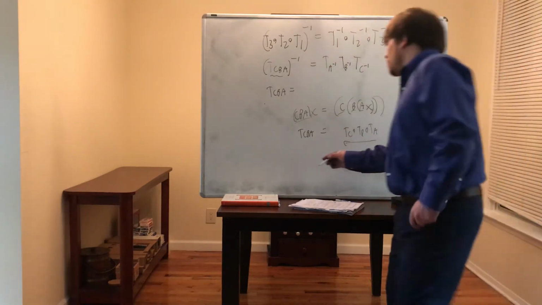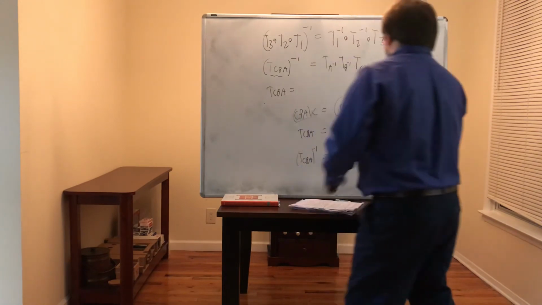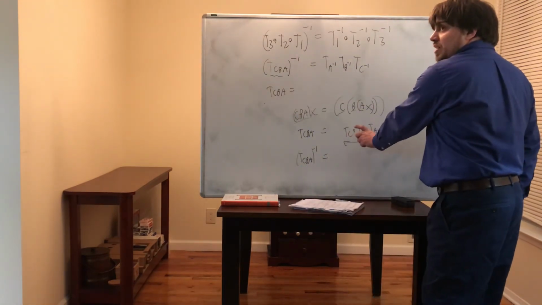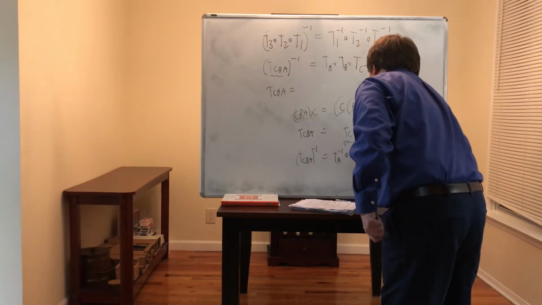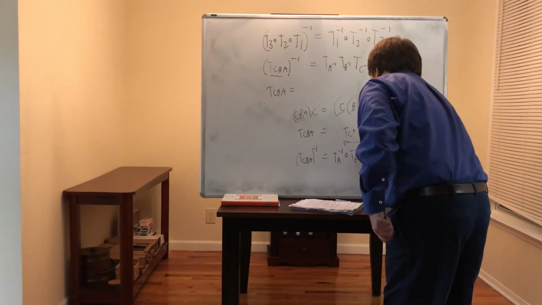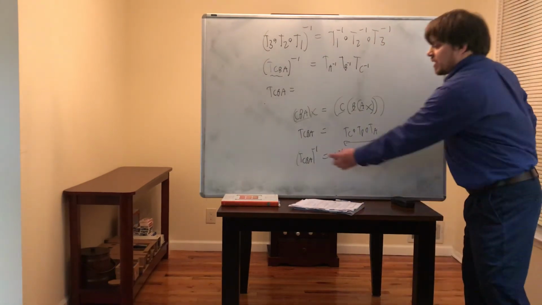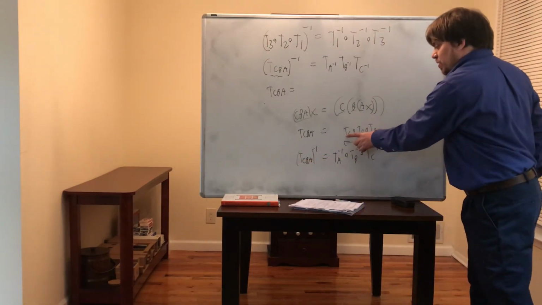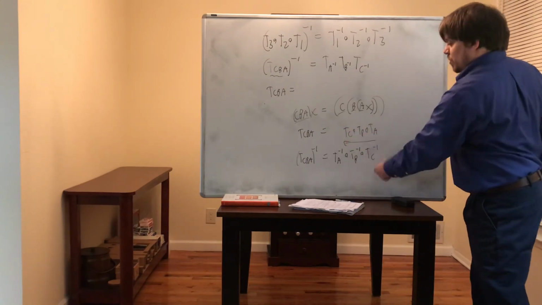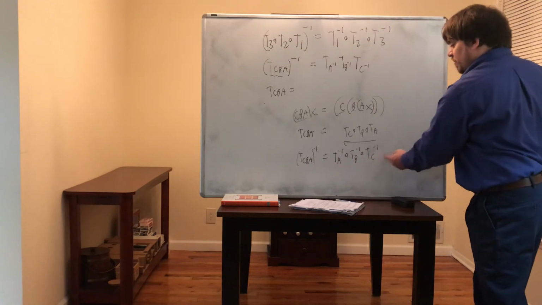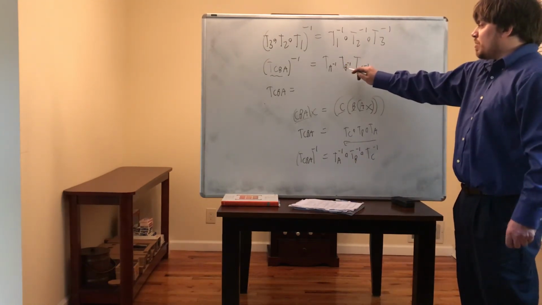And so T sub CBA inverse would equal the composition of the inverses of these things in reverse order. It would be T sub A inverse composed with T sub B inverse composed with T sub C inverse. I'm just taking the inverse of this composition, but it would be the composition of inverses in reverse order. But then we're still not done.